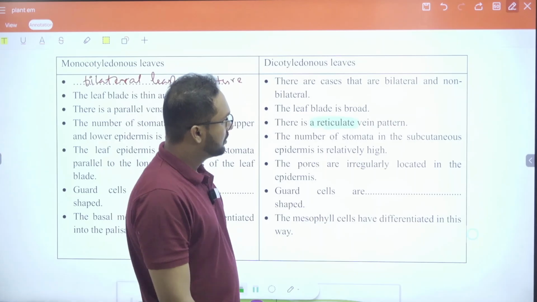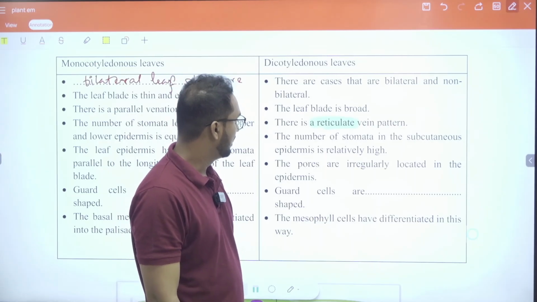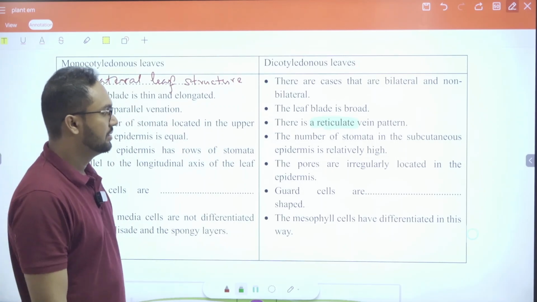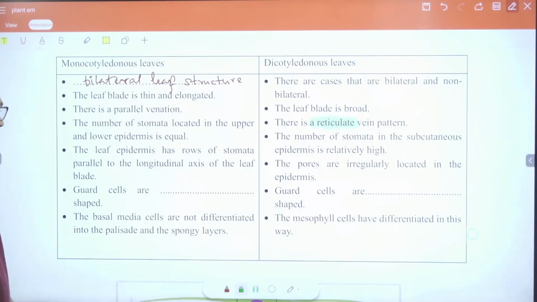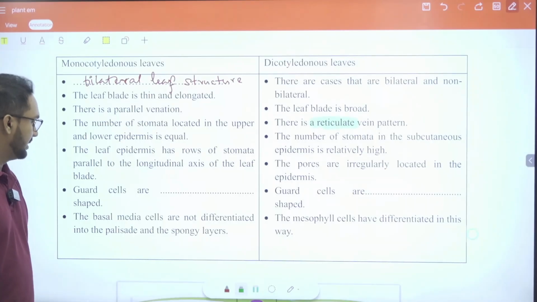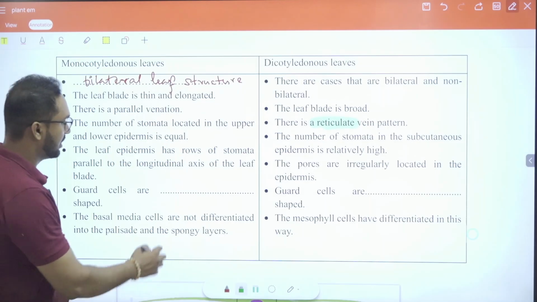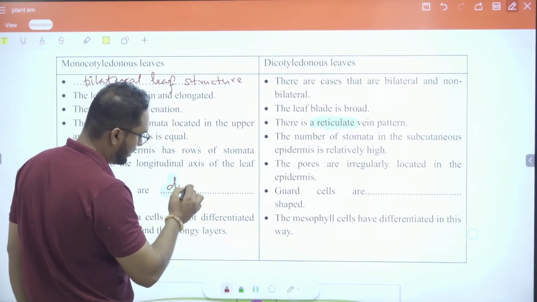And the number of stomata, no, the pores, yeah, the pores are irregularly located in the epidermis, right? So they are irregularly located, like there's no such order. It's dispersed most of the time. So guard cells of the monocotyledonous plants are the dumbbell shaped ones, right? They have dumbbell shapes.